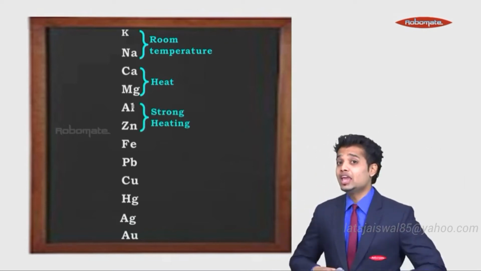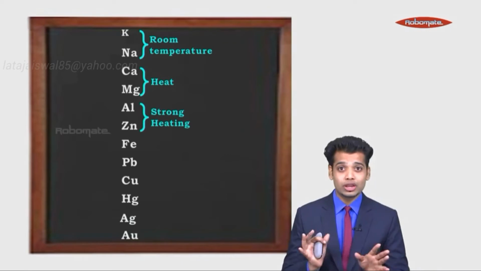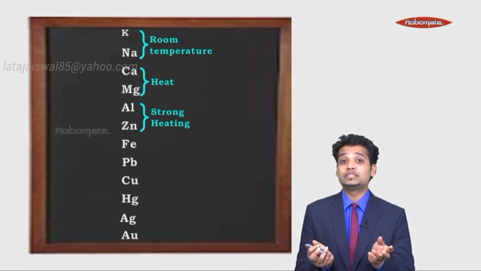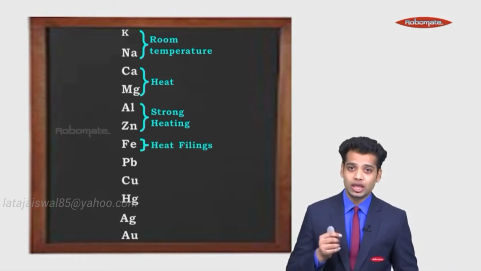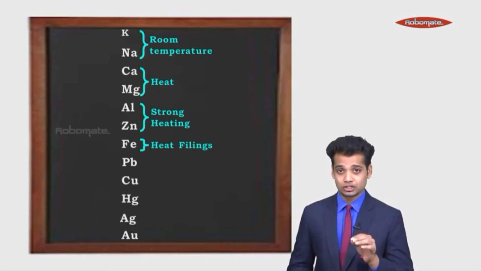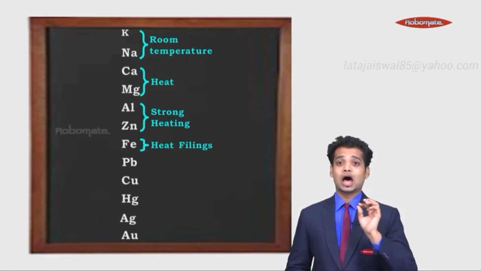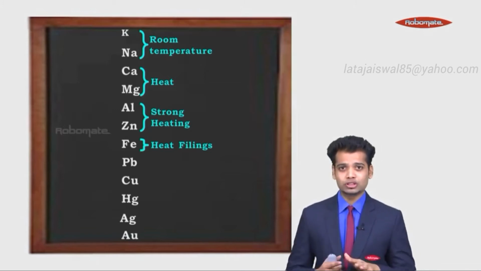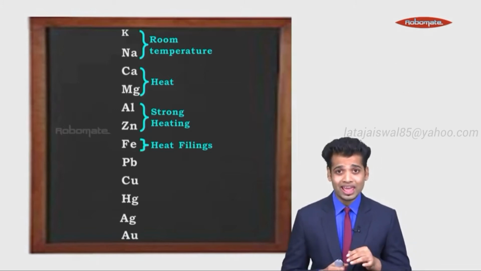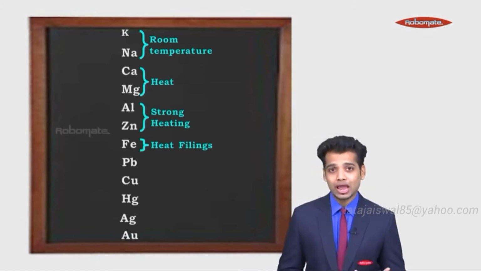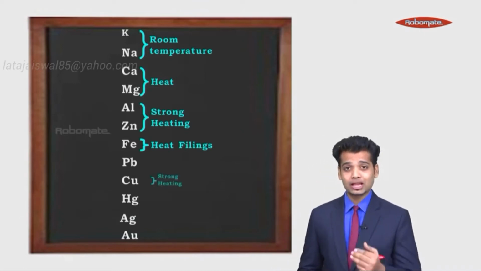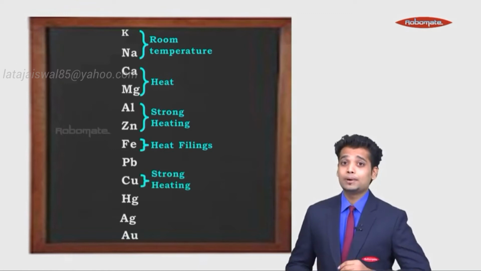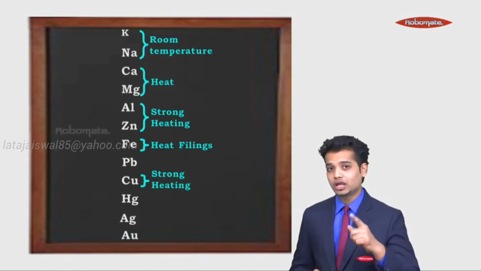But iron, even on strong heating, was not reacting. So we increase the surface area to increase the rate of reaction: heat its filings. It is not fillings, filings. Lead, however, is not there in our syllabus, so we are going to omit it, but you can react it by heating its filings. Copper reacts on strong heating, but it does not burn like all the other metals.